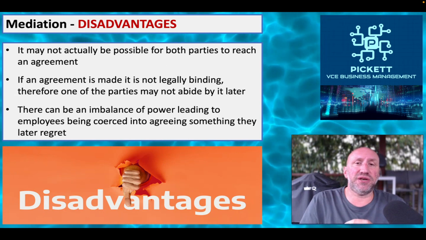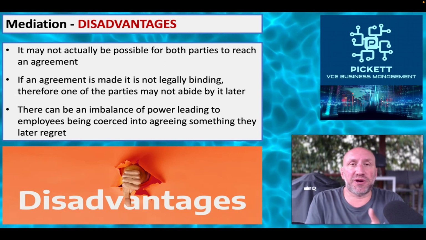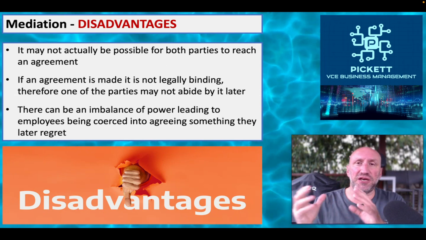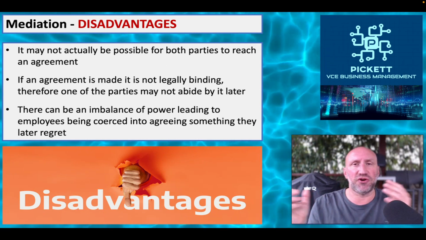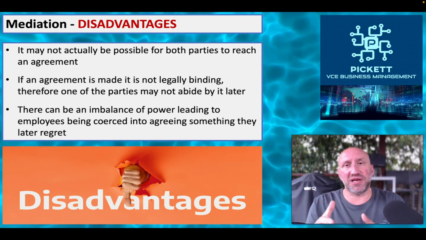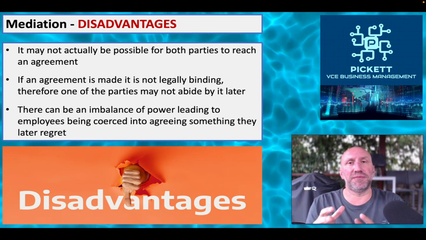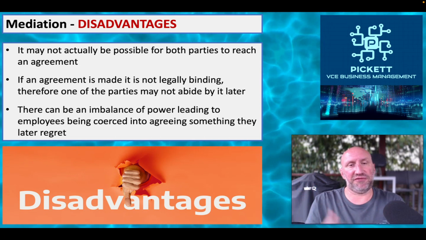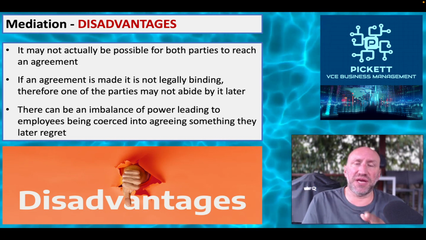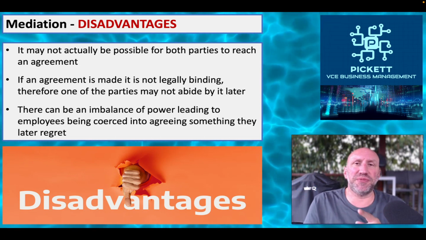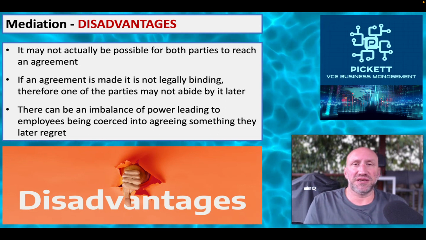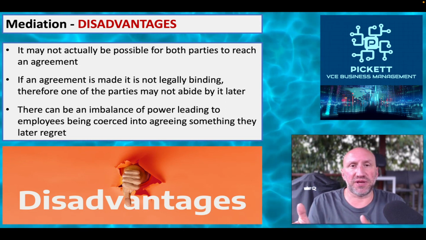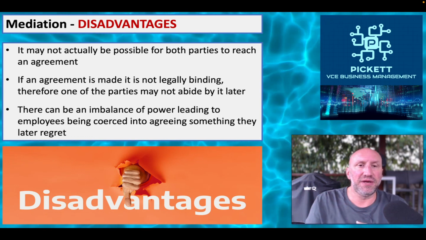Disadvantages to mediation: it might not actually be possible for both parties to reach an agreement. So you've done lots of mediation and you've gone back and forth, but ultimately you might never come to a position that both parties are going to agree to, which is why you then have to go to arbitration. The other issue I touched on before: if an agreement is made, it's not legally binding. So later on, one of the parties might decide to not abide by it. Then you're kind of back at square one.